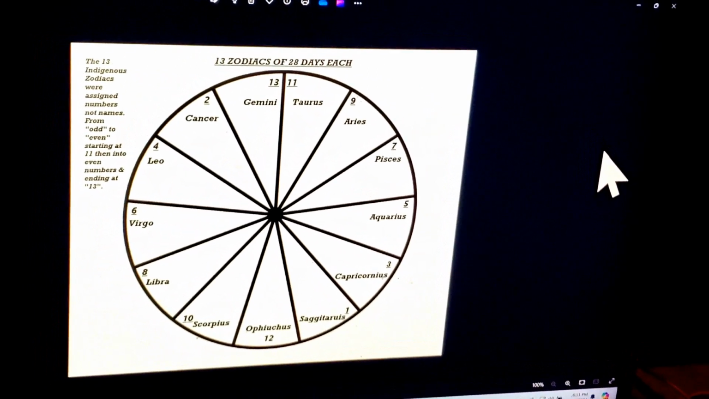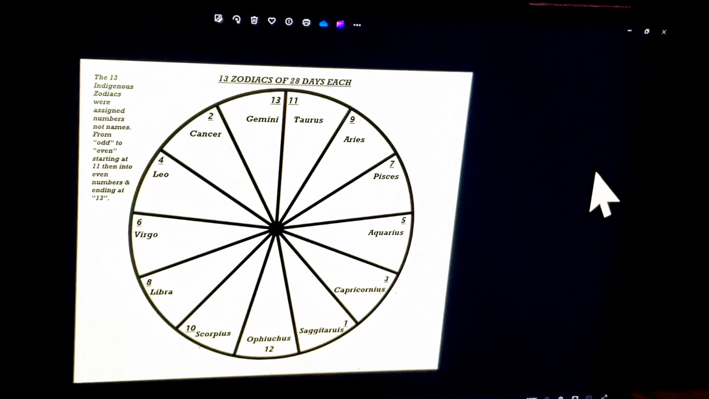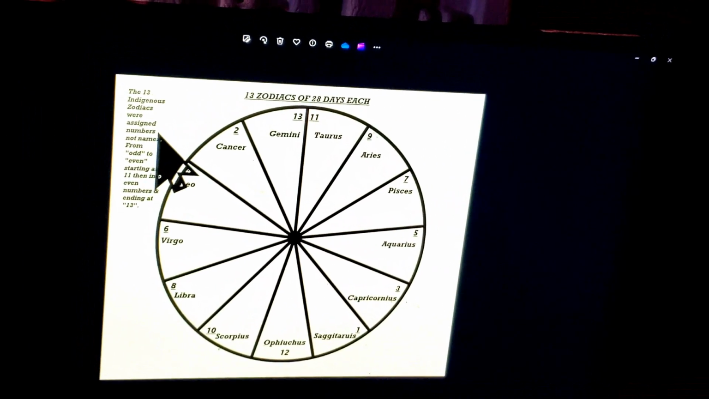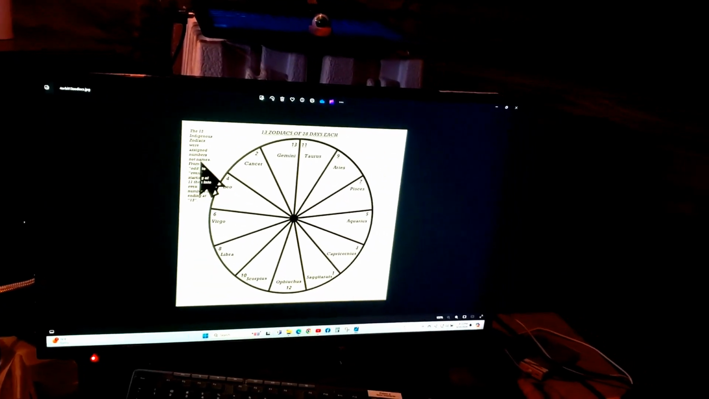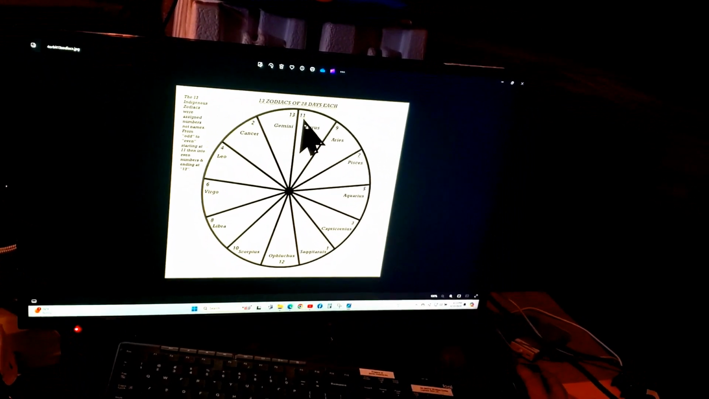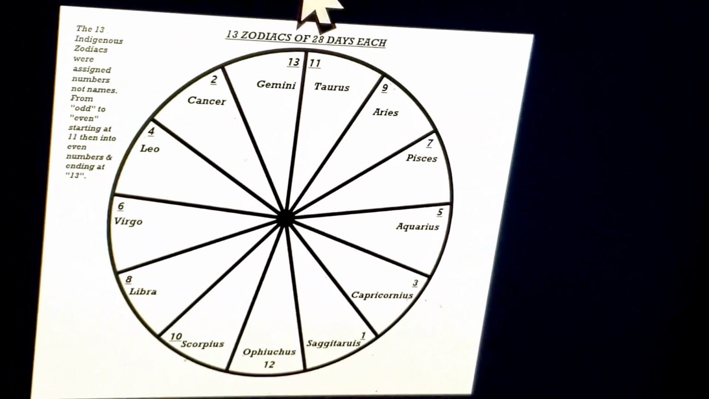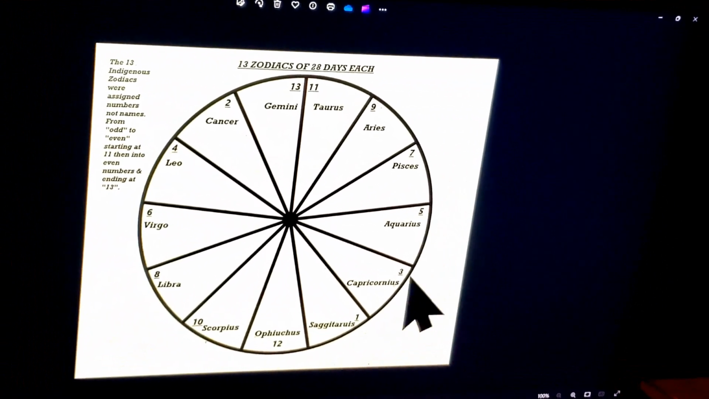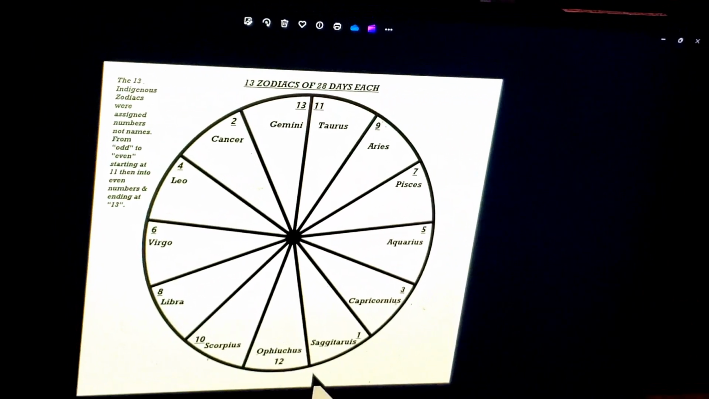Here's the planetary pizza of 13 with the 13 zodiacs applied to it. The 13 indigenous zodiacs were assigned numbers. They weren't given names like we use today. They were given numbers, not names. And the numbers go from odd to even, starting at 11, and then even numbers and ending at 13. In other words, 11, 9, 7, 5, 3, 1. There's the odd numbers.